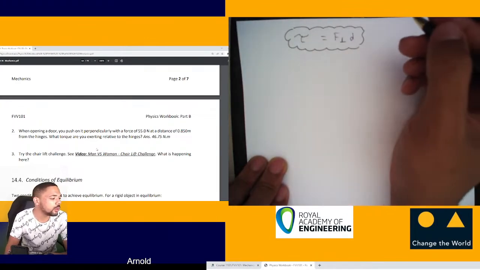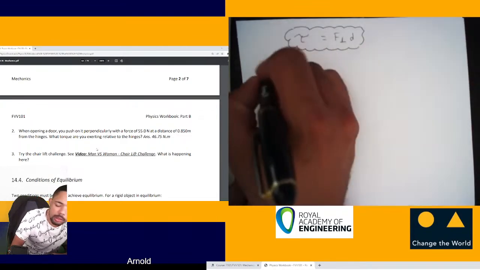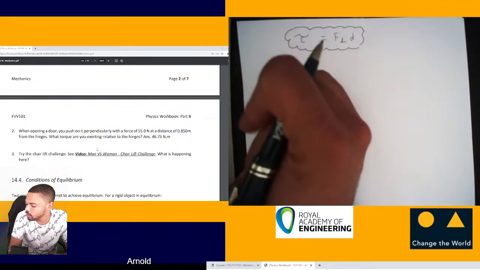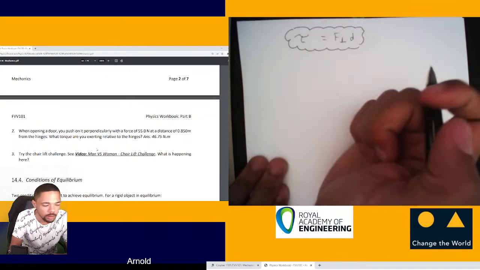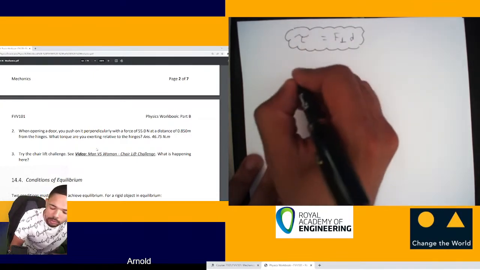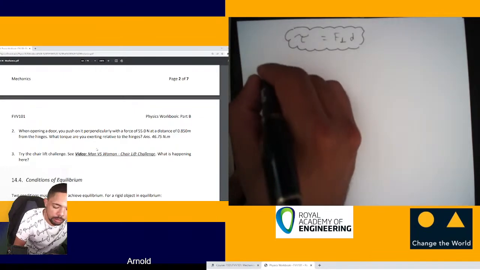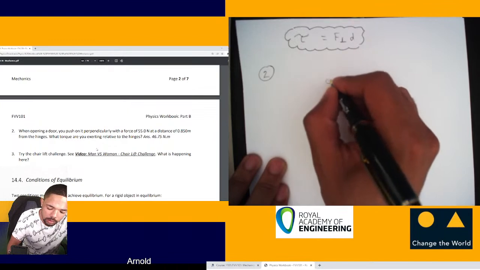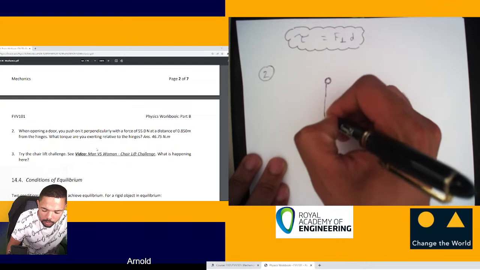Now let's say when opening a door you push on it perpendicular. Let's put this formula into use. I have several problems here, examples, but let's first do this example and then we can do some others. So first, example problem number 2 says when opening a door. Let's draw that door we just drew. Those are the hinges or the pivot. This is the door.